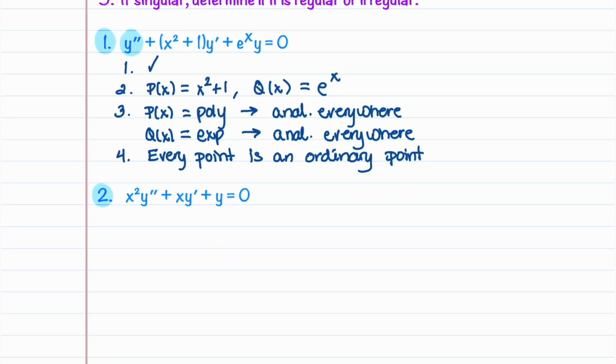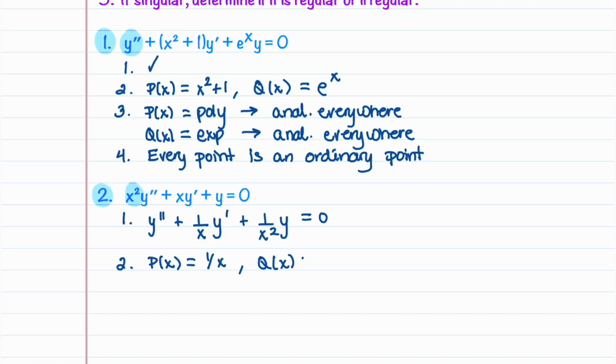Now let's look at our second example. The first thing we're going to do is put this equation in standard form, so we are going to have to divide each term by x squared. This gives us y double prime plus 1 over x, that multiplies y prime, plus 1 over x squared times y is equal to 0. In step 2, we write down what p of x is and what q of x is. P of x, that's the function that multiplies y prime, and that's 1 over x. And then q of x multiplies y, and that's 1 over x squared.